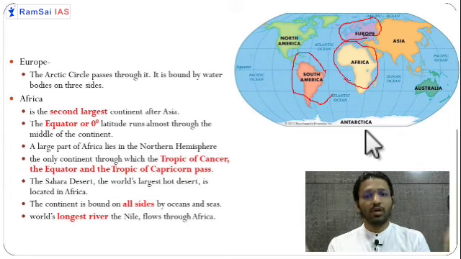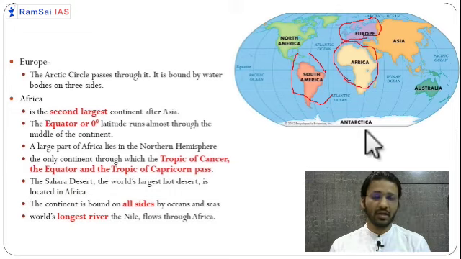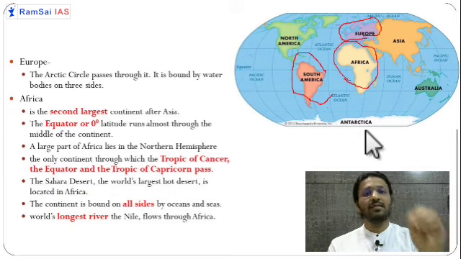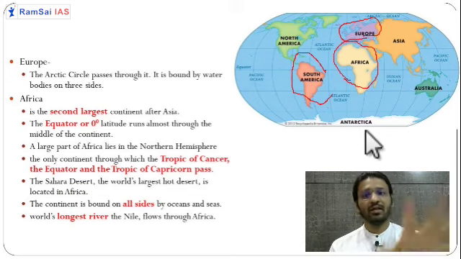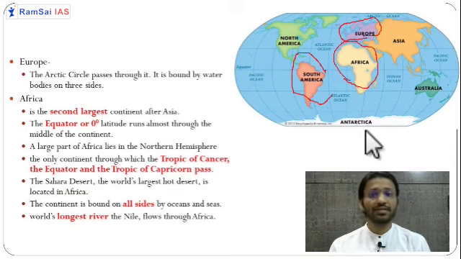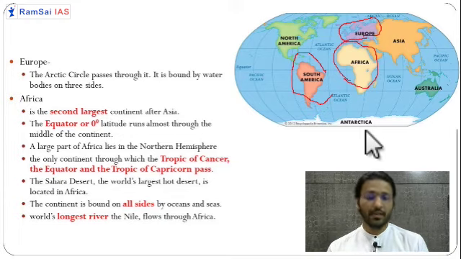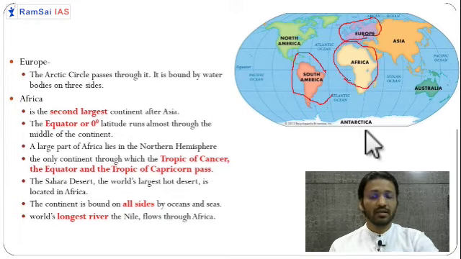Okay, one of the biggest deserts of the earth, the Sahara Desert, is present in Africa. Also, the longest river of the earth, the Nile River, is present in Africa. So these are the important points to be remembered about Africa. Questions can be asked about these continents.